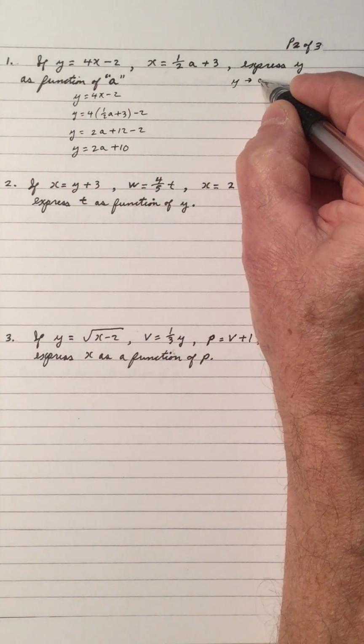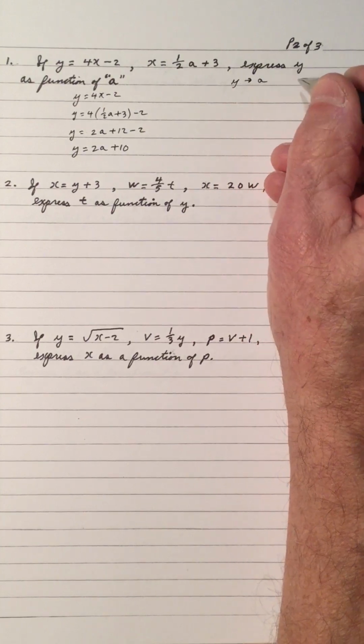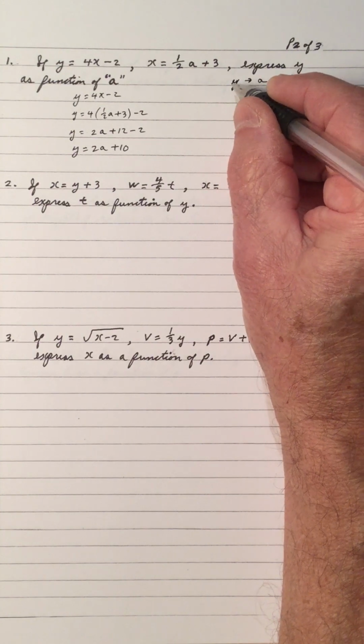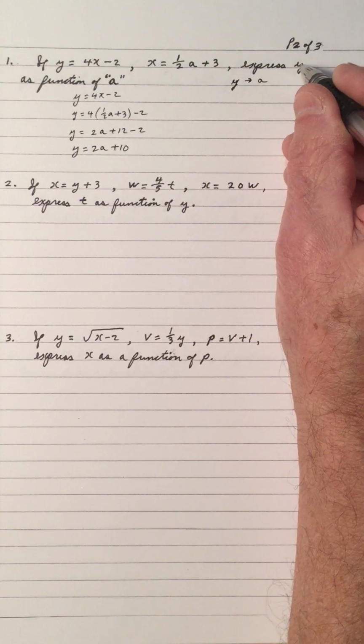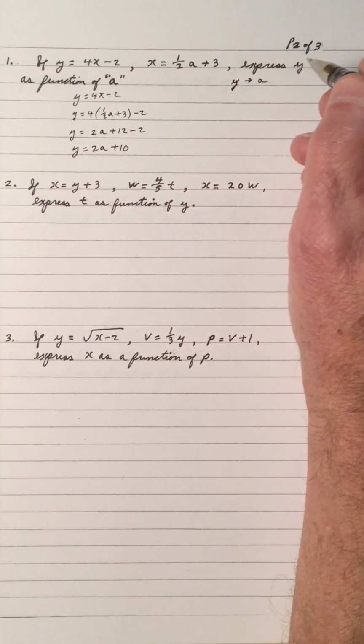So y is a function of a, so that means you have y equals a. When I do a function of, I always have the first term, which is y, then is an a, y is on the left, a is on the right.